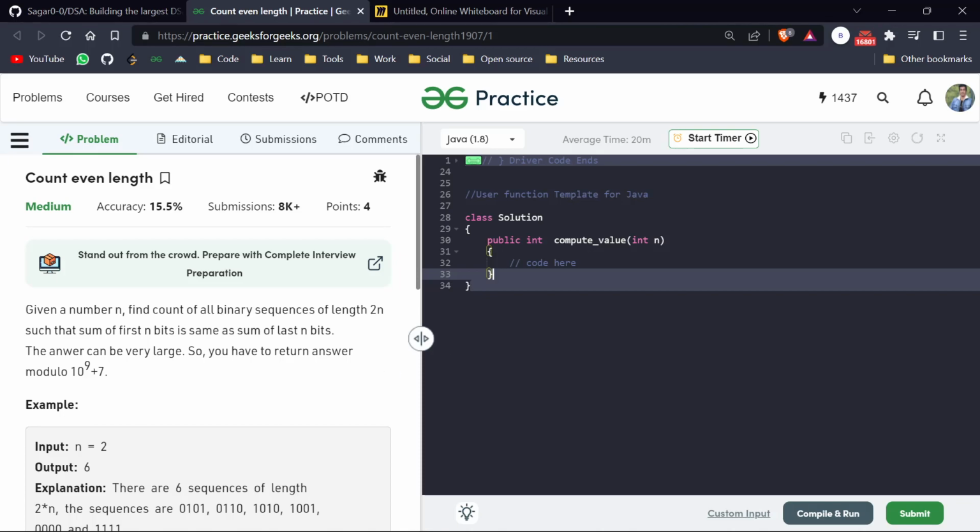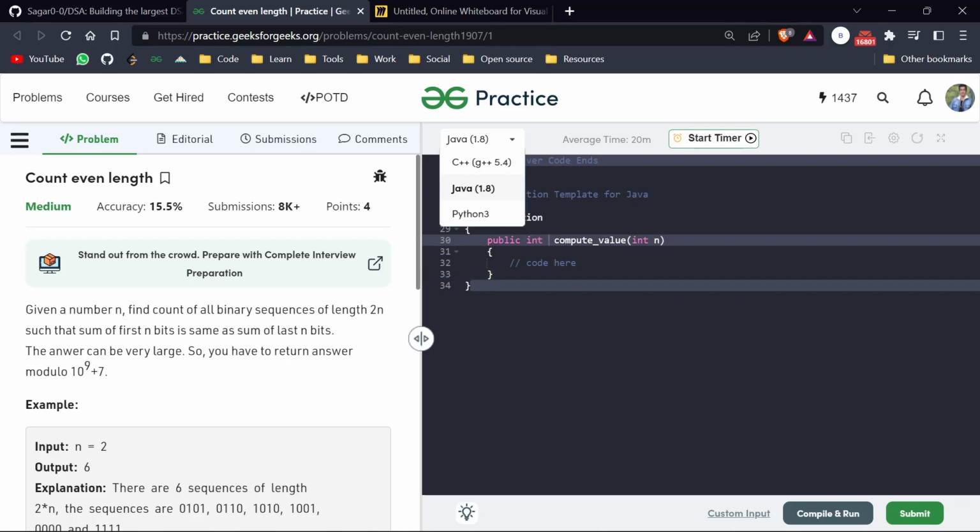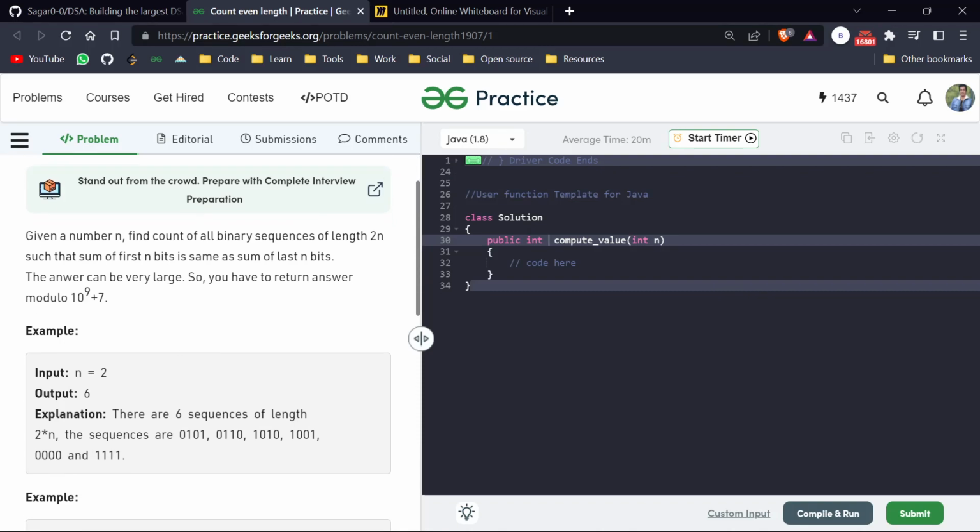So today is day 183 of our POTD series and today's question name is Count Even Length. This is a medium level question and you can see here the accuracy is very low, around 15%. That is because this question is easy but a little tricky for Java and C++ programmers, because they have a particular range for integers and we have to return an integer here, but in Python there is no limit for integer values, so it is a little tricky for Java and C++ developers.